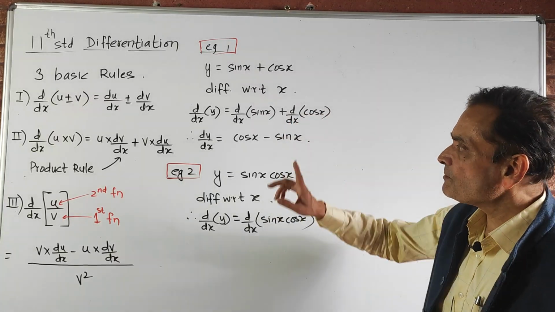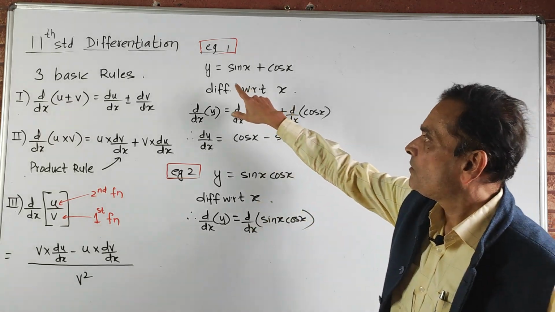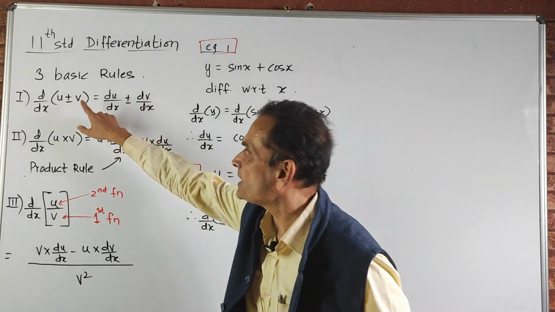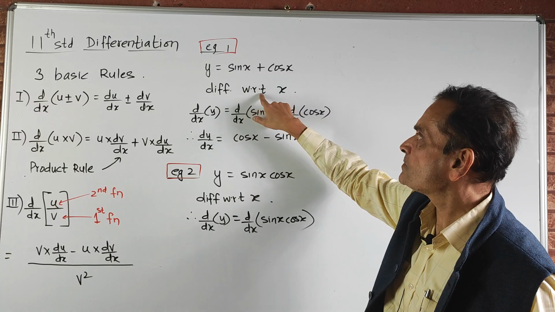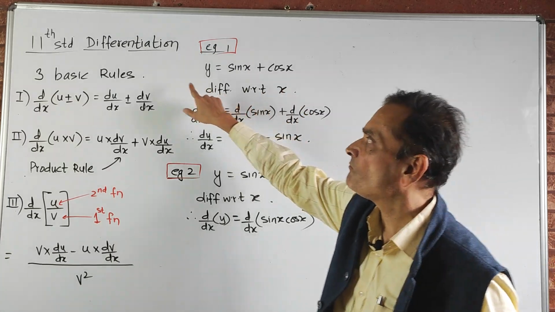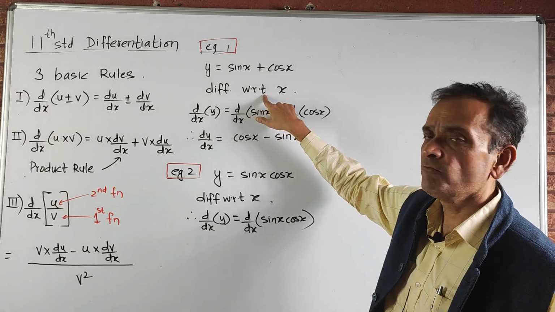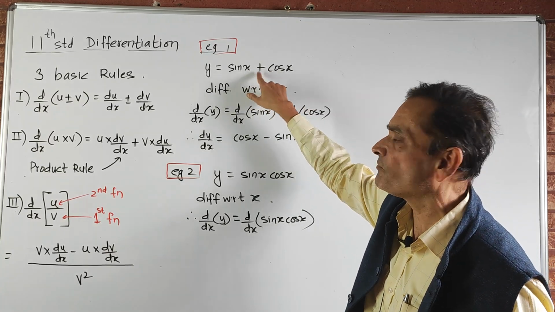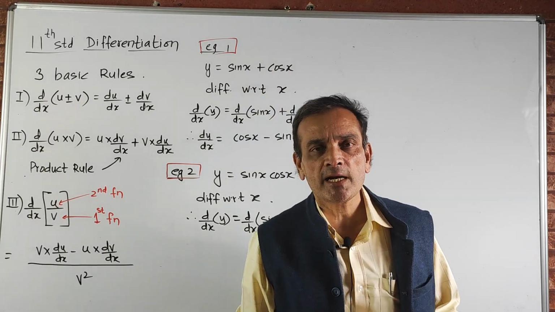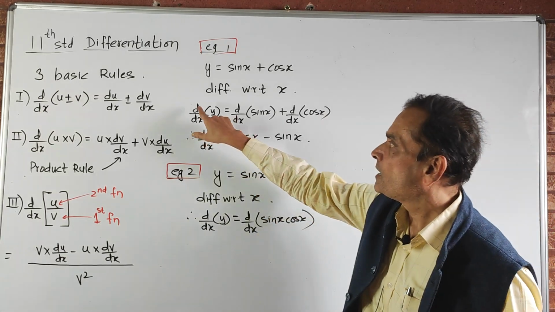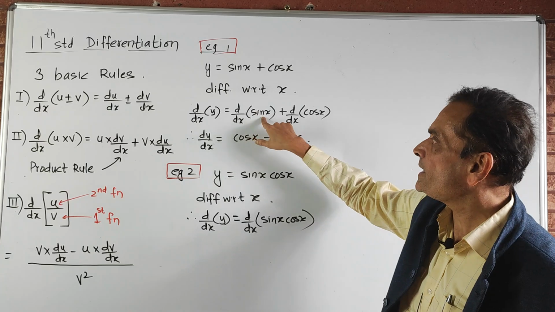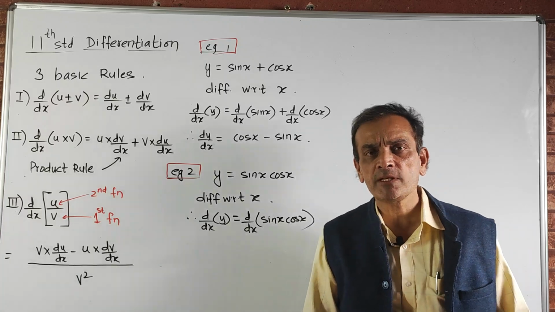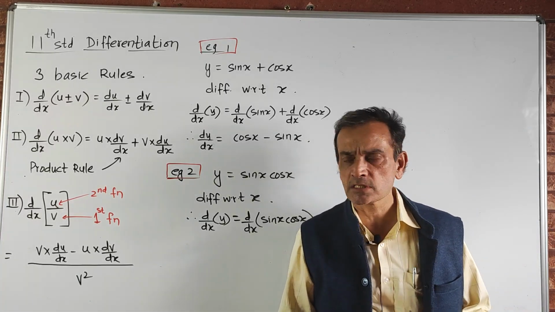So, example 1. Y is equal to sin x plus cos x, based on first rule. Plus sign is there. Differentiate with respect to x. DIFF is the short form for differentiation, WRT is with respect to x. Because right hand side ko there are two functions of x, right? So when we say differentiate with respect to x, you have to write d by dx everywhere. D by dx of y is equal to d by dx of sin x plus d by dx of cos x. So when you are writing d by dx, it means you are finding the derivative of those functions.